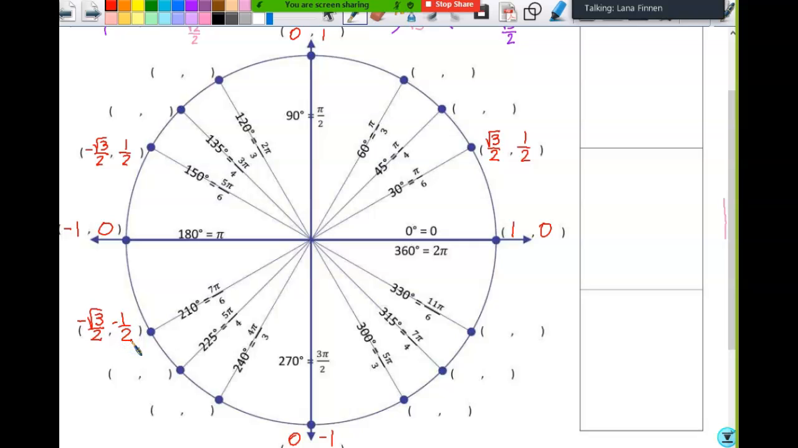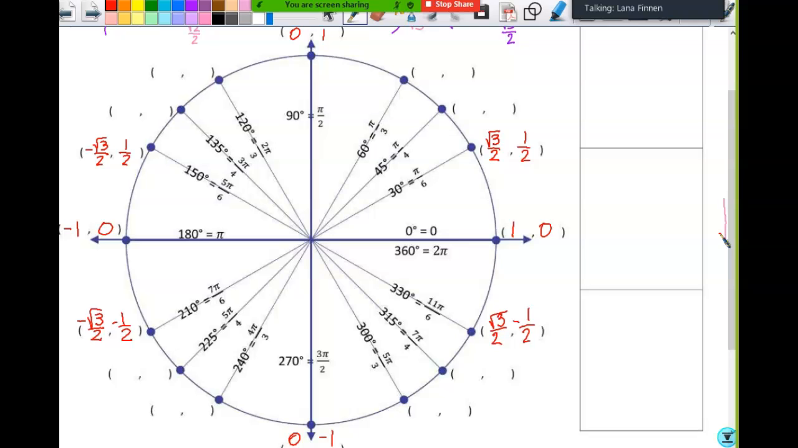And now that you're in Cami, it should be a little bit easier to write. And then in quadrant 4, it's square root of 3 over 2, negative 1/2. Because you won't always have a finite number to drag from. We've got to keep them straight.